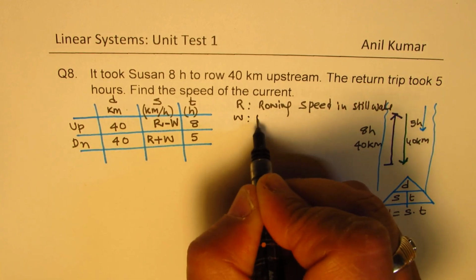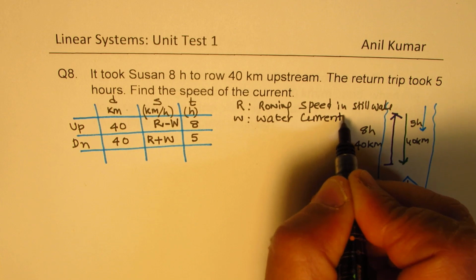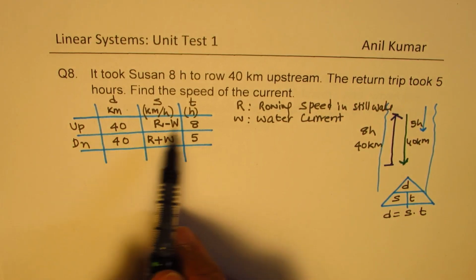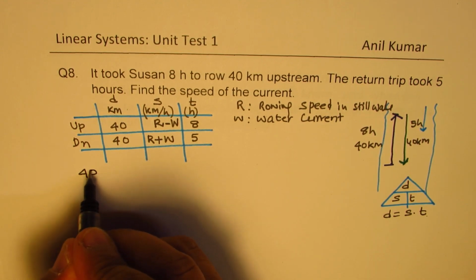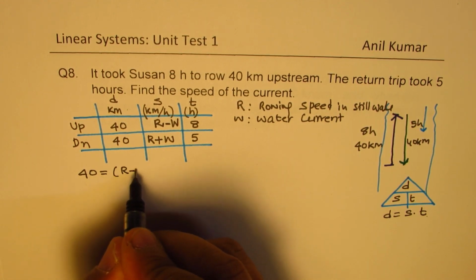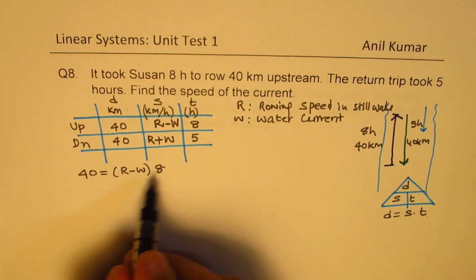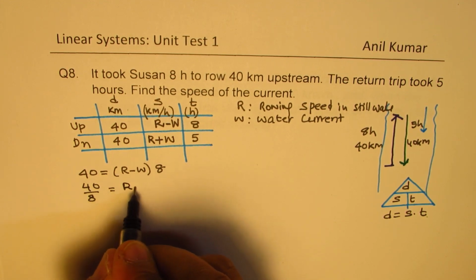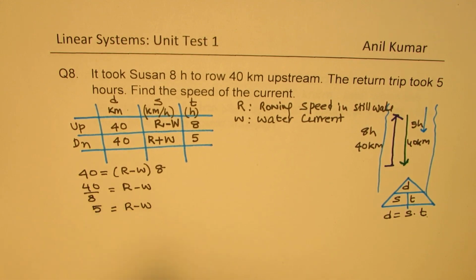And W is the water current. So these are our two variables, correct? Now, we can always write distance as speed into time. So we have one equation, which is 40 equals R minus W times 8, right? Dividing by 8, we get 40 divided by 8 equals R minus W. So we get R minus W as 5. So we get one equation. Clear?